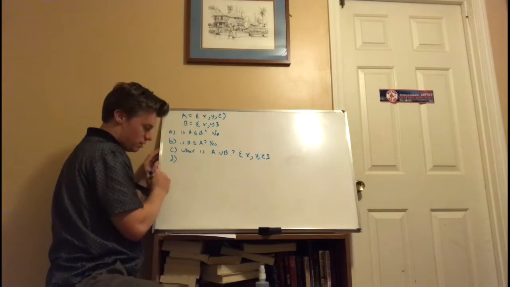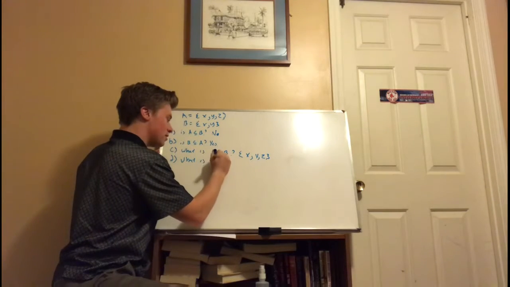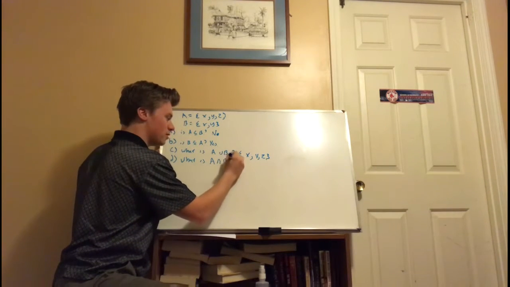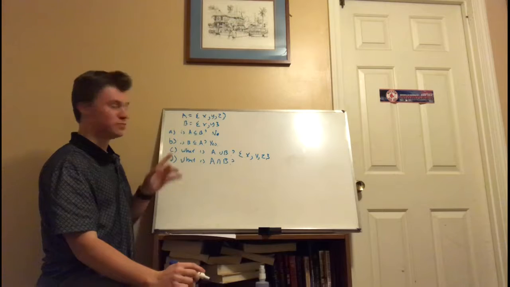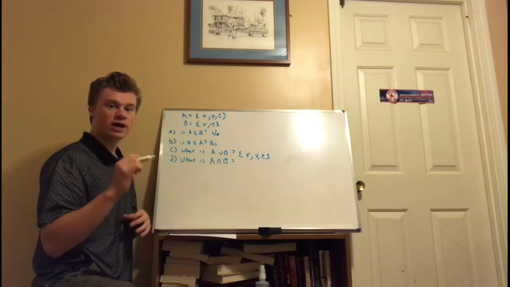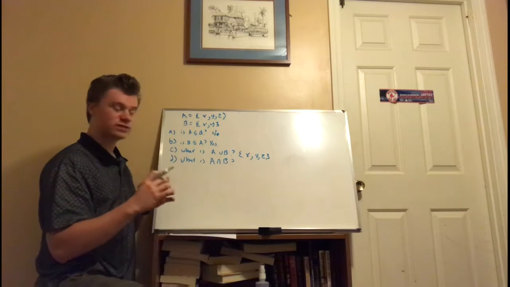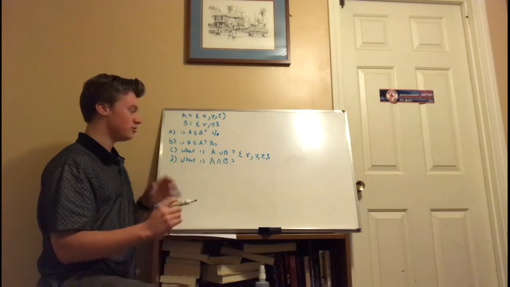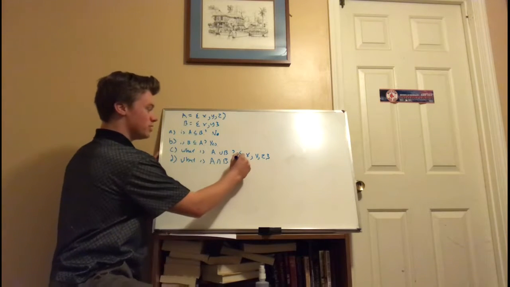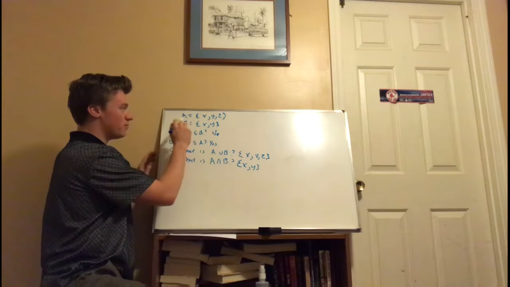Part D. What is A intersect B? The set of A intersect B is basically what elements both sets have. Union is what elements all sets have. Intersect is what both have. So this set would just contain X and Y, because both of those are found in both.